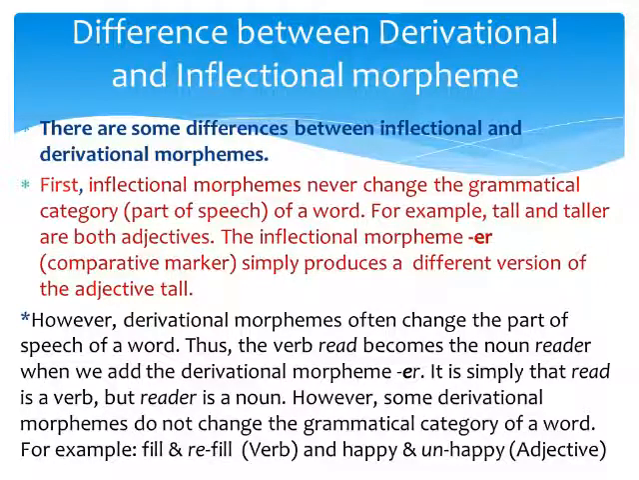However, some derivational morphemes do not change the grammatical category of a word. This is the exceptional case, like feel and refill. They are derivational, but they don't make any grammatical changes. For example, feel and refill, both of them are verbs. Happy and unhappy, both of them are adjectives. So these are some little exceptions which you must also consider in your understanding.